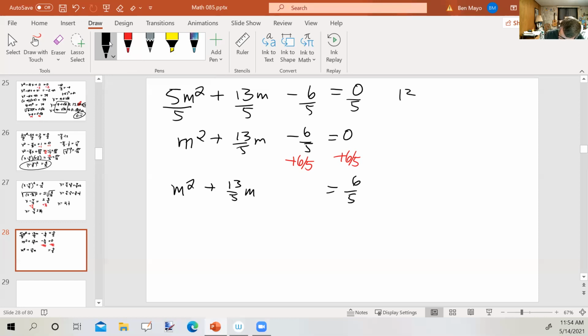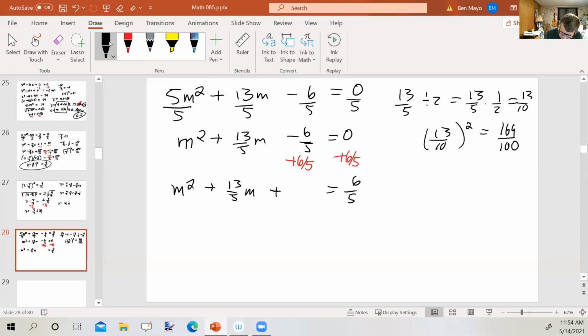I'm going to take the coefficient of m, which is 13/5, and divide it by 2, which is like multiplying it by a half. I get 13/10. I'm going to square that quantity. 13 squared is 169. 10 squared is 100. I'm going to add that quantity to both sides of the equation.